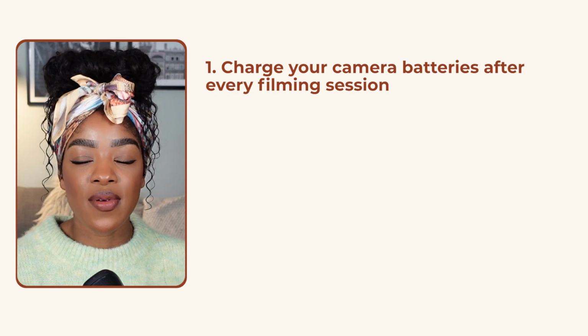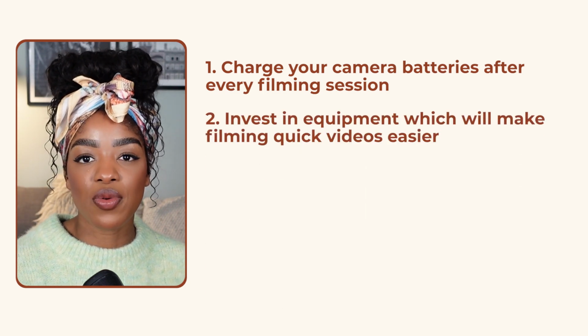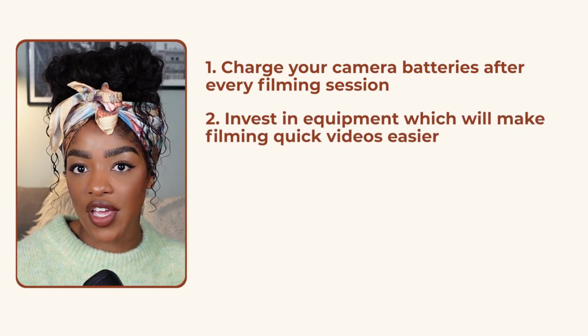Another thing you might want to do is look into investing in equipment which will make filming quick videos a lot easier for you. I recently purchased a light from Amazon. It was like £15. I'll link it below. I put it on top of my laptop and I use it for meetings, but also if I want to film a quick TikTok and I don't want to set up my entire lighting system and the natural light maybe just isn't giving, because let's face it, I live in London. It's pretty much grey all the time. This was a great investment. It's hooked up to my laptop.